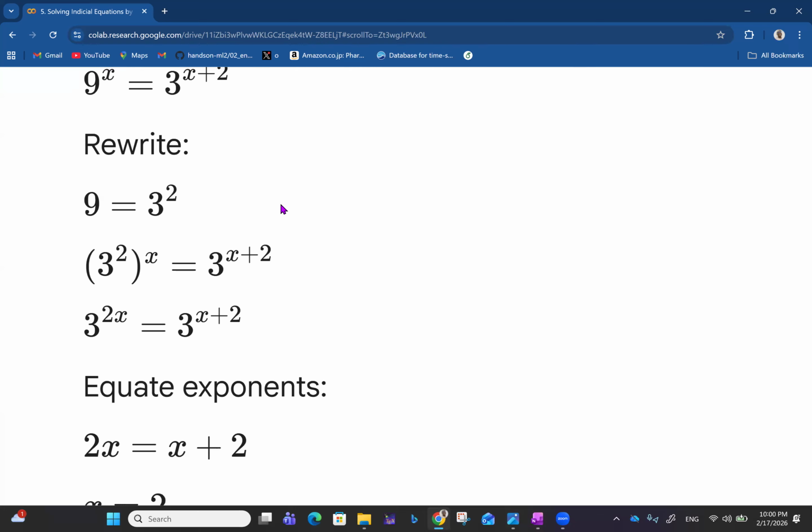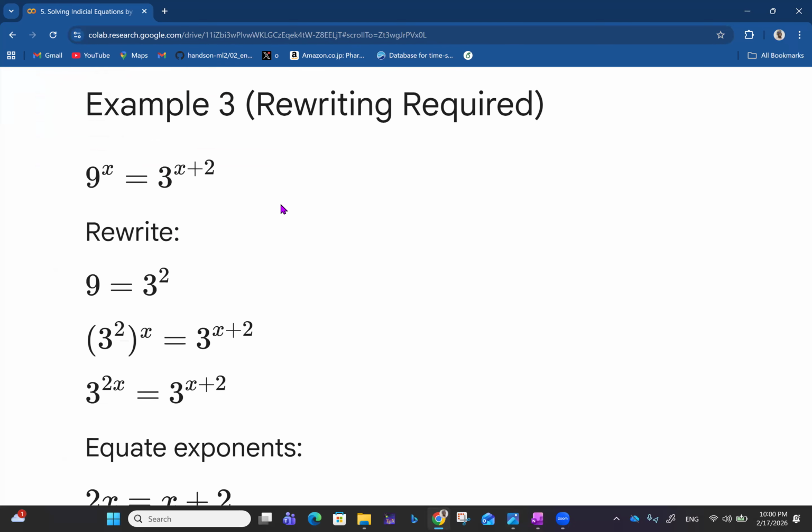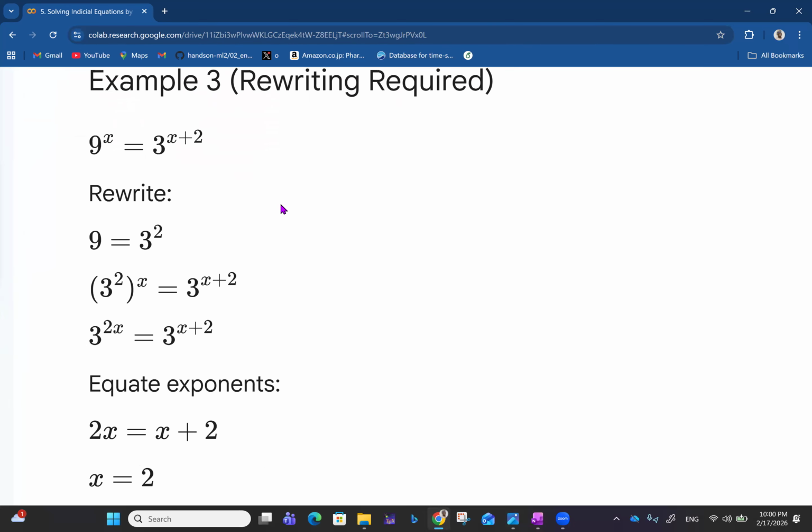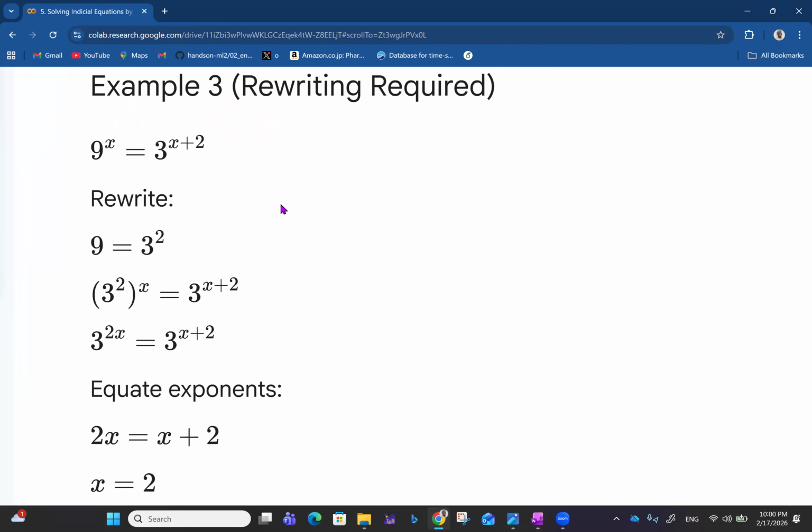In some other cases, you may have to rewrite the exponents if they are not the same directly. You know, we are solving exponential equations by equating, by comparing exponents, right? By comparing indices.